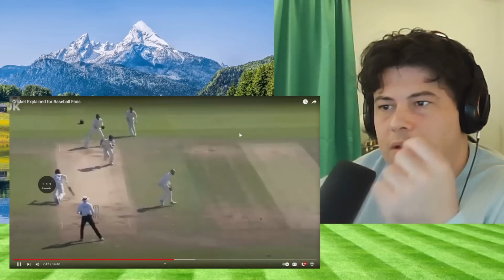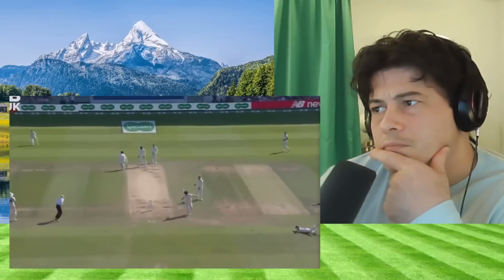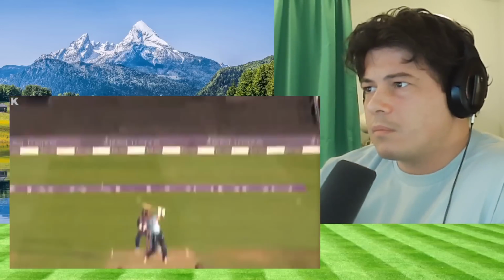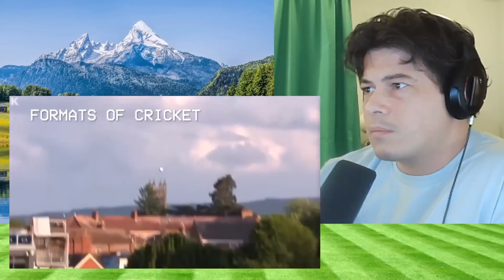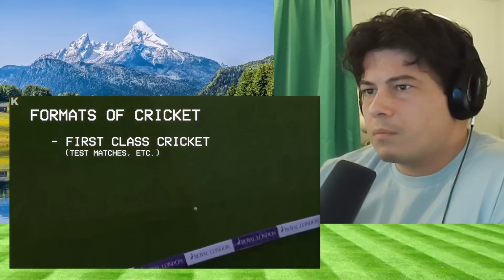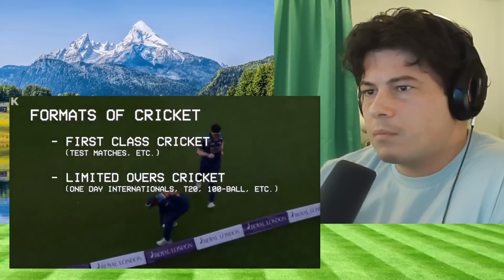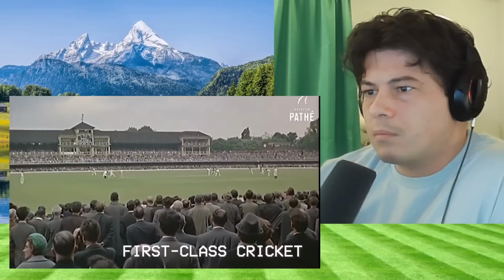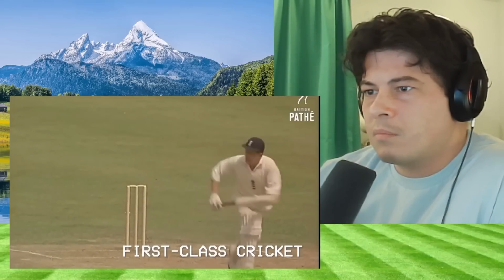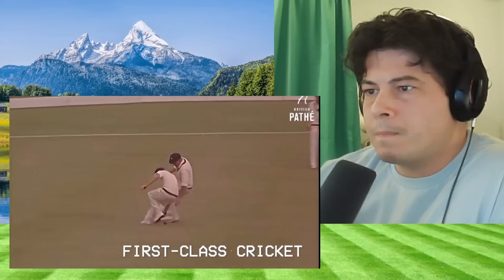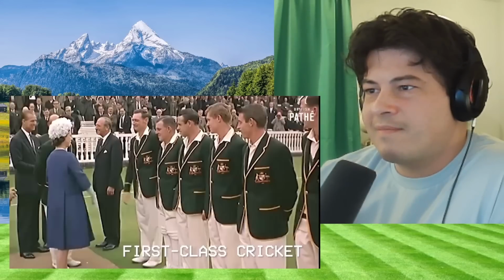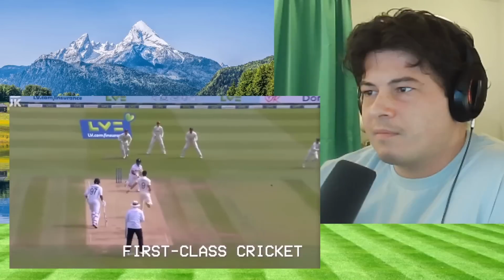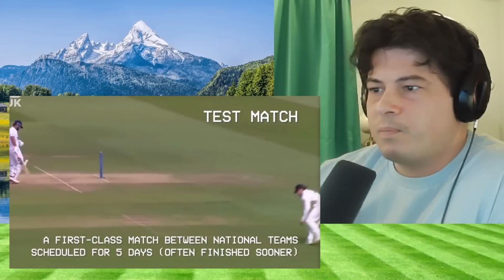There are 2 basic formats of the game of cricket. There's first class cricket and there's limited overs cricket. First class cricket is what a lot of people think of when they think of cricket. We're talking about the games that go on for several days. Everyone is wearing white. Maybe the Queen shows up. And first class cricket is most associated with the 5-day long test matches that international teams play against one another.